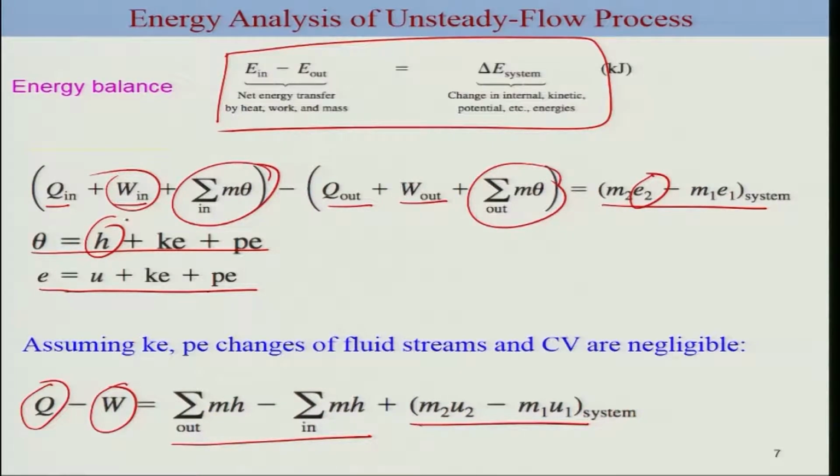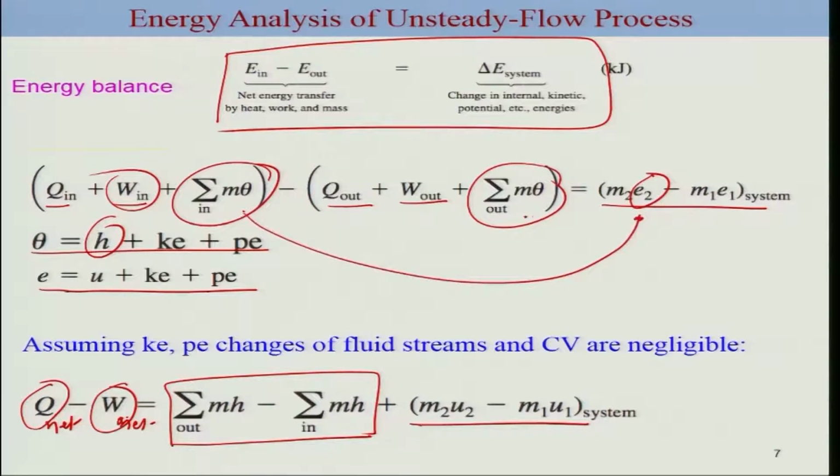So essentially what we have done is Q_in minus Q_out becomes the net heat in, and W_out minus W_in becomes the net work done. That should be equal to the change in the flowing energy, which means we are taking this to this side and this to this side, and then we got this expression. So this is your final energy analysis of the unsteady flow process.